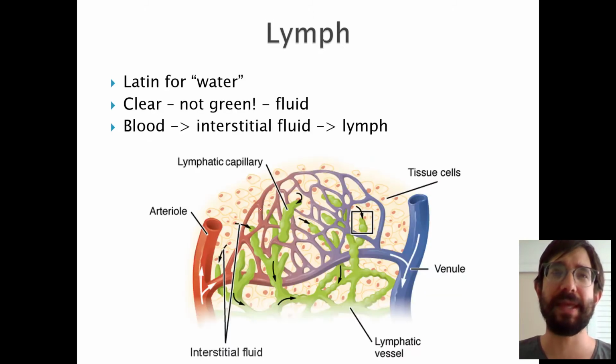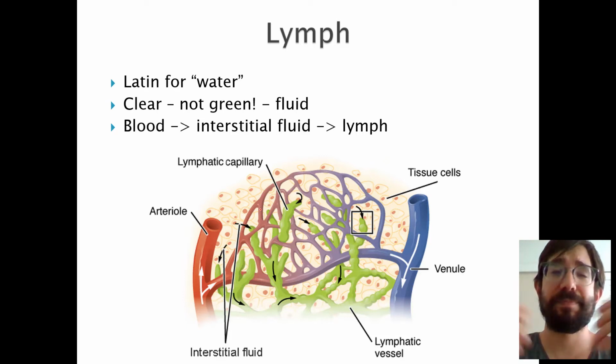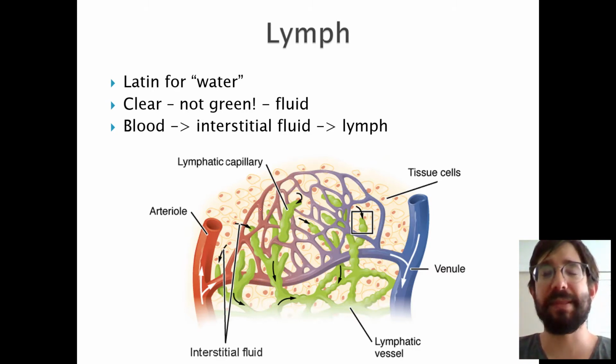So lymph is this fluid, Latin for water. It's clear, although green is the color that's used in diagrams and figures and models to indicate the lymphatic system. But lymph is mostly water. It's a clear fluid. And as we discussed earlier, it comes from the blood. Blood is very leaky. So all this fluid that leaks out of the blood to bathe our cells in nutrients, as it leaves the blood, we call it interstitial fluid. It's the fluid in this in-between space.